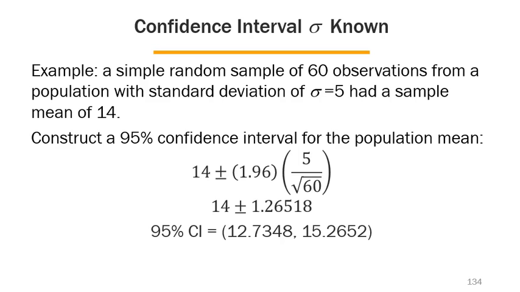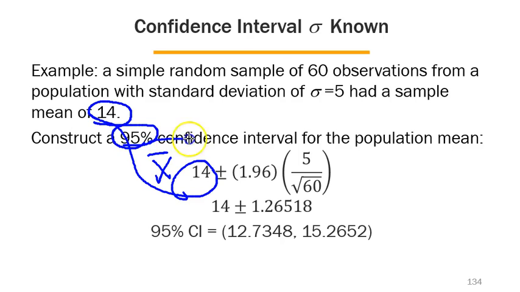So another example, slightly different here, but to hopefully firm up the concept. We've got a simple random sample of 60 observations from a population with a standard deviation of 5 and a sample mean of 14. We want a 95% confidence interval. So what's changing here? Changed all the values, but again, 14, the sample mean, goes right here. Right, this is your x bar. Since it's a 95% confidence interval, we get 1.96 as our z value. Right, this is z here.